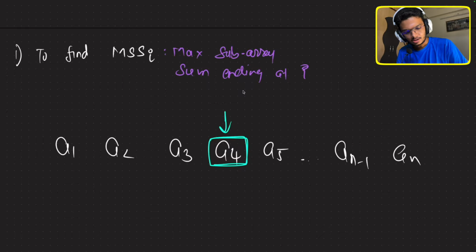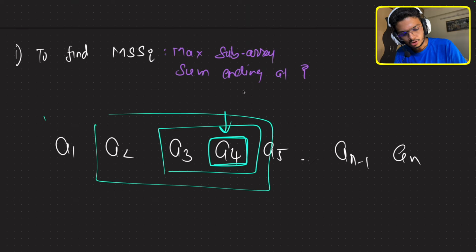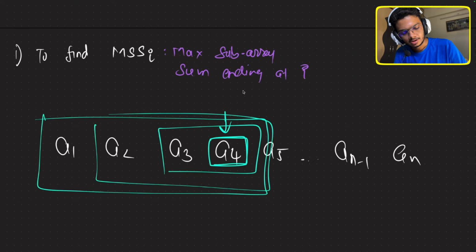Now, this can be one of the candidates, or one subarray can be this as well, right? Or one subarray can be this as well, or this as well. So how many candidates are there? There are 1, 2, 3, 4 candidates, right? Okay. Now, how do you find the maximum among these? So I am looking for the maximum subarray sum ending at index 4, and I have 4 candidates.